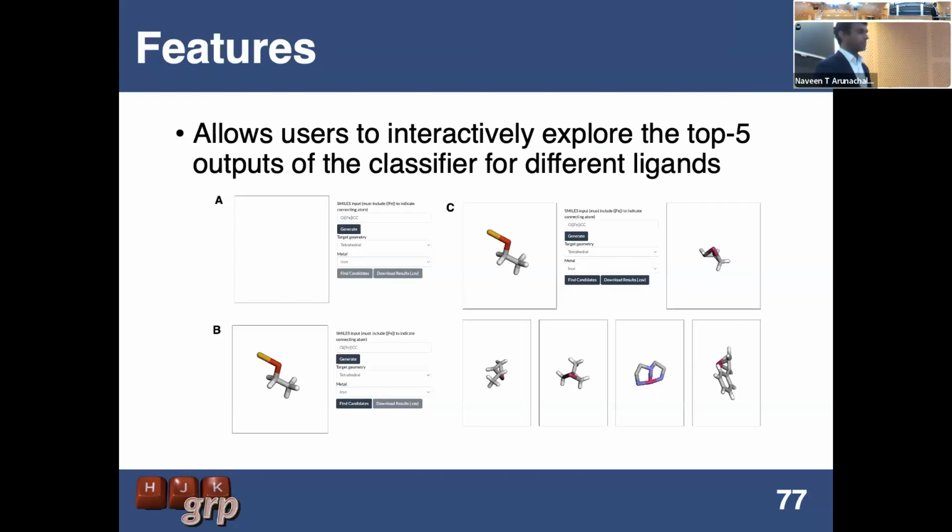So some features of the website are that it allows users to interactively explore the top 5 outputs of the classifier for different ligands that they input. So in frame A here, you have an empty cell. In frame B, they input a ligand. And in frame C, they get a list of the top 5 candidates that pair with this ligand.